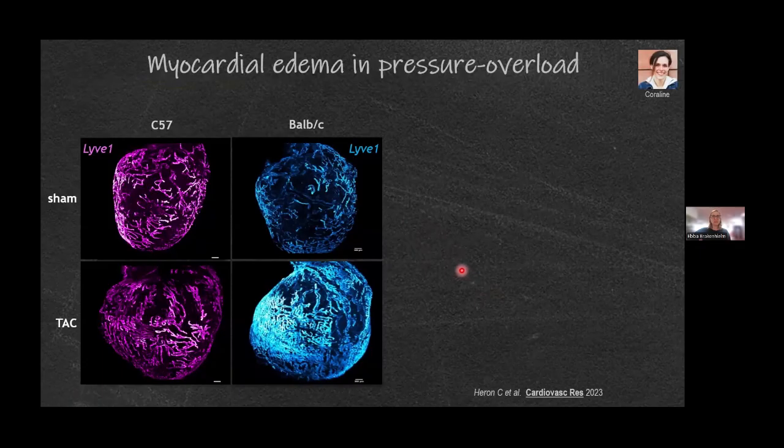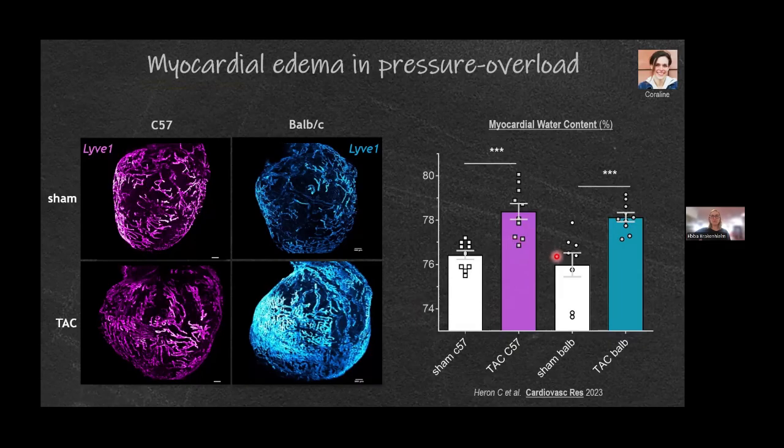To explore this, we make use of a previously found difference in lymphangiogenic capacity between BALB/c and C57 strains. After TAC surgery, we have this massive expansion I showed you before of the lymphatics in the BALB/c model, whereas in the C57 strain, we have much more moderate lymphatic expansion. And so you'd expect from these data that fluid drainage would be better in this mouse, and also maybe immune cell clearance would be better in the BALB/c after TAC. But this is not what we see.